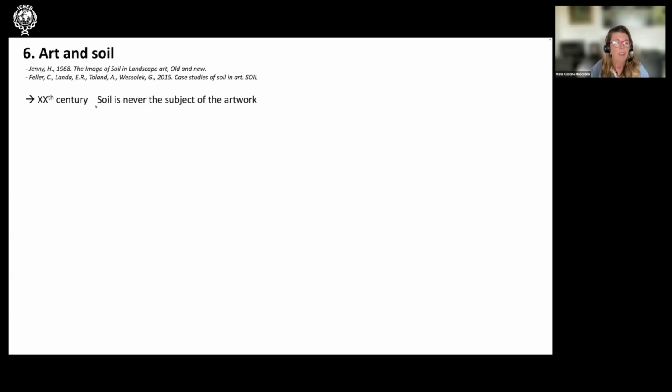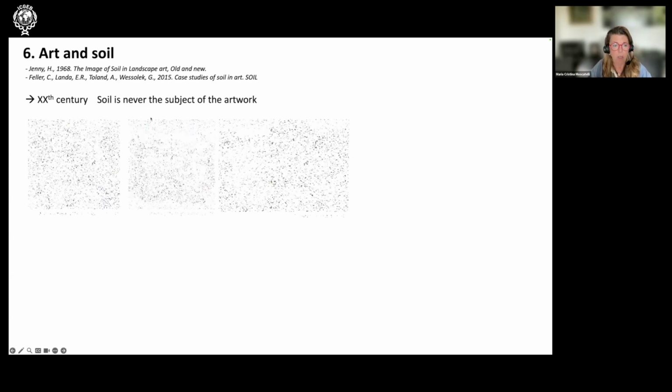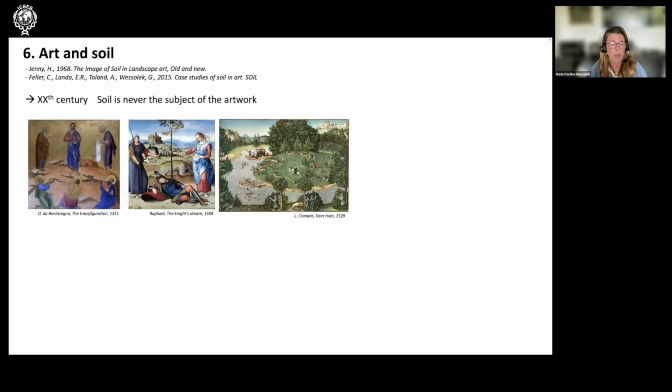I won't go through this now, naturally, but they place a benchmark at the 20th century. Until the 20th century, the soil had never been the subject of the artwork. Just to give you some examples, particularly in paintings dealing with religious topics, the soil was rocky, lifeless. Sometimes it was just a line, or it was without colors. The artist was forced to insert the soil in the scene because it was the base over which the seed was developing, but he was not interested in providing additional information.